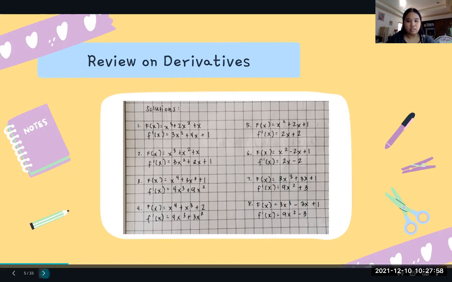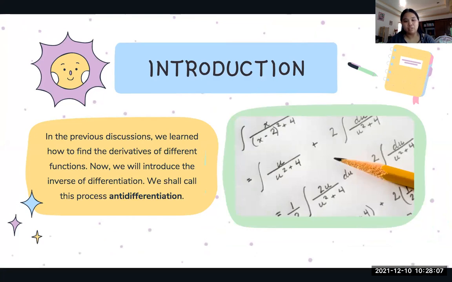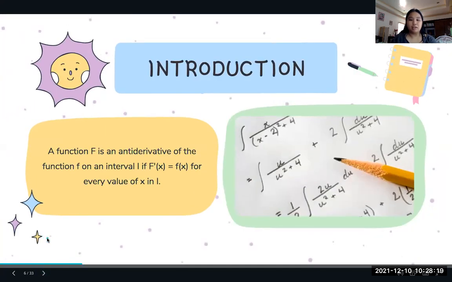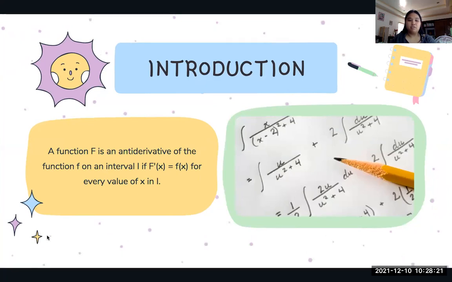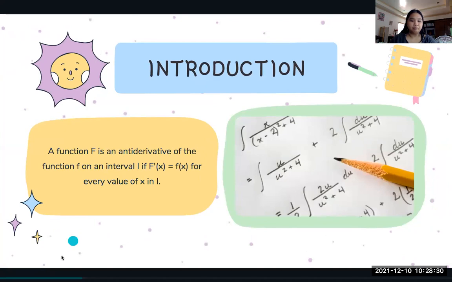Okay, so let's proceed. In the previous discussions, we learned how to find the derivatives of different functions. Now we will introduce the inverse of differentiation, and we shall call this process anti-differentiation. A function F is an antiderivative of the function f on an interval I if F prime of x is equal to f of x for every value of x in I.